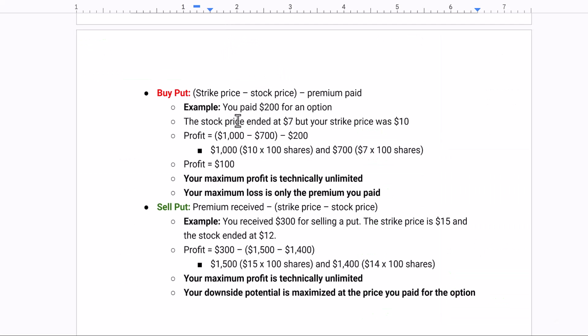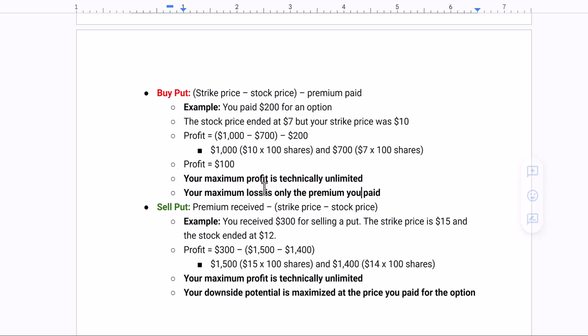And then the last one. Technically, the formula for this is strike price minus stock price minus premium paid. So you pay $200 for an option, the stock price is at 7, but your strike was 10. So $10 times 100 shares, $1,000, is your total strike that you get to sell your shares for, minus the $700, which is the stock price. Let's say you went into the market and bought $700 worth of shares, so you paid $7 a share for 100 shares. Now you're left with $300, but you paid $200 for the option, so your profit would be $100. When you buy a put, your profit is technically unlimited. That's your maximum potential profit.